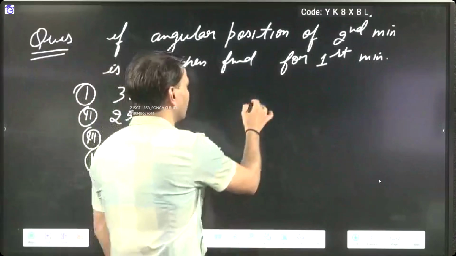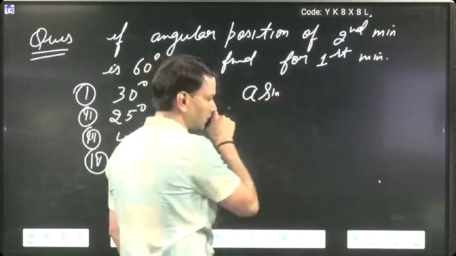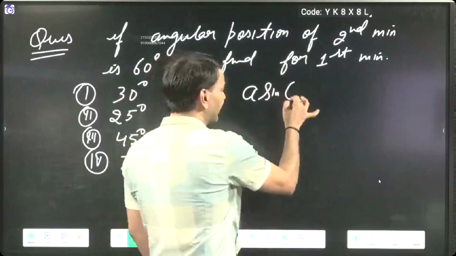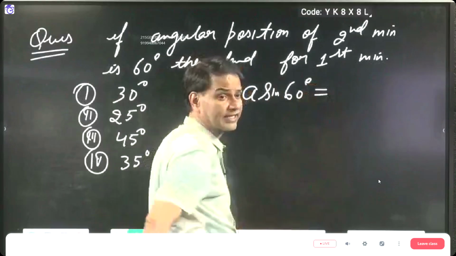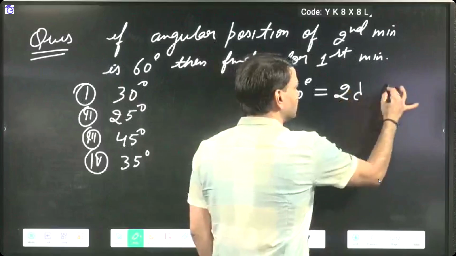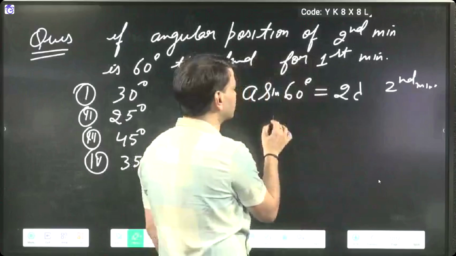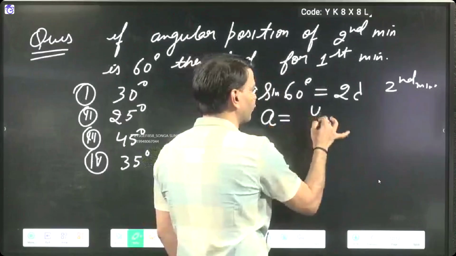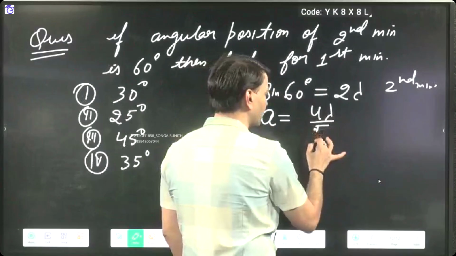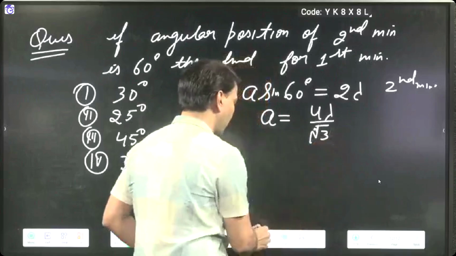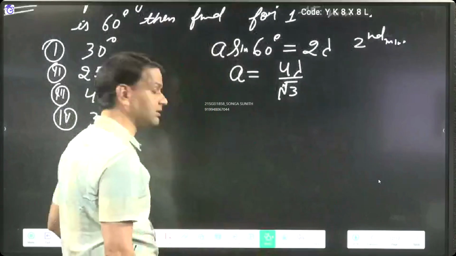So listen now. A sine 60, then I will write second minima they given, so 2 lambda. This is second minima. Then sine 60 is root 3 by 2. So what is the A? You will get 4 lambda by root 3. Now after getting the A, now they are asking for the first minima.